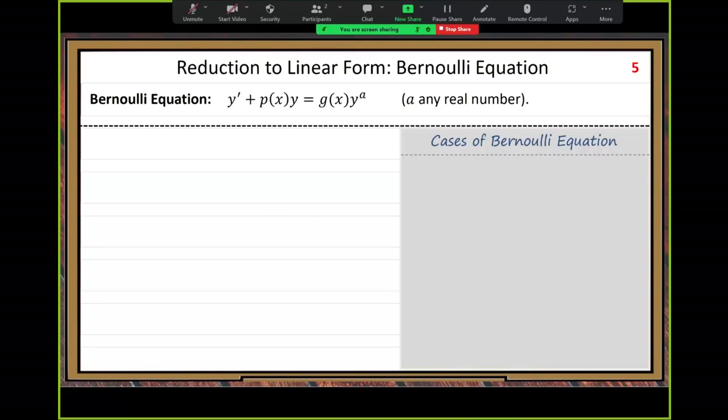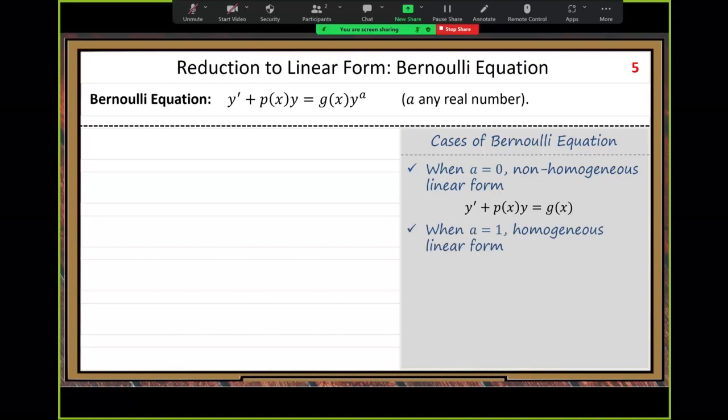Here, let's discuss a few cases of Bernoulli equations. First, when a equals 0, we just go back to the non-homogeneous linear form we just studied. We have a formula for it.